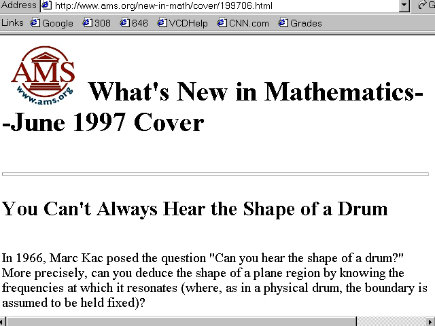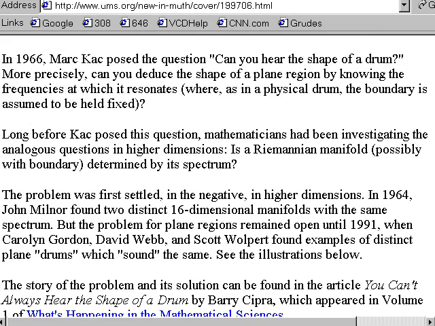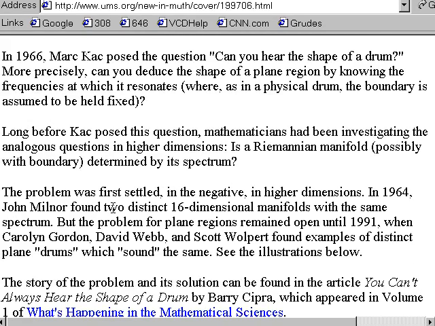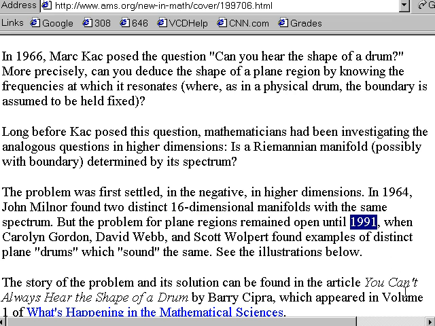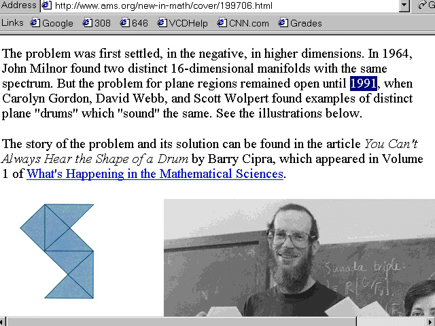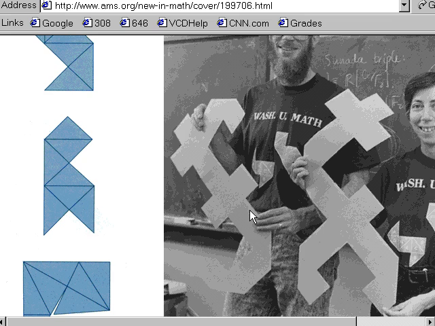It turns out that you can't always hear the shape of a drum, and this is a very fascinating problem because some people actually showed that in high enough dimensions it was false. For example, in '64, the very famous mathematician John Milnor found 2 16-dimensional manifolds with the same spectrum. But for 2 dimensions, it wasn't until 1991 that these guys actually constructed these 2 regions that have the same spectrum, and they obviously look different.